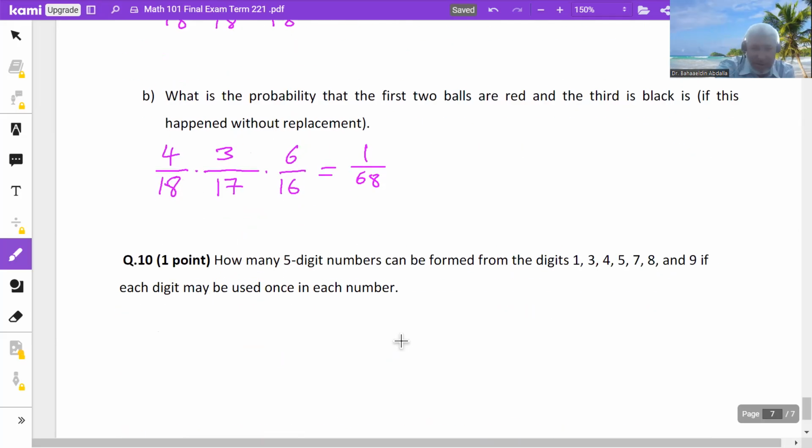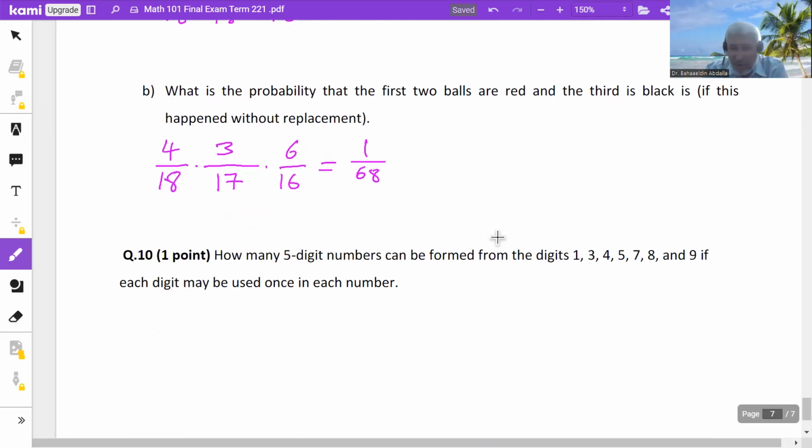How many digit numbers can be formed from these digits? Well, let us check how many digits. We have 7 digits. We need to choose from them, and we need to construct 5-digit numbers. Let us do it step by step, understand the situation.